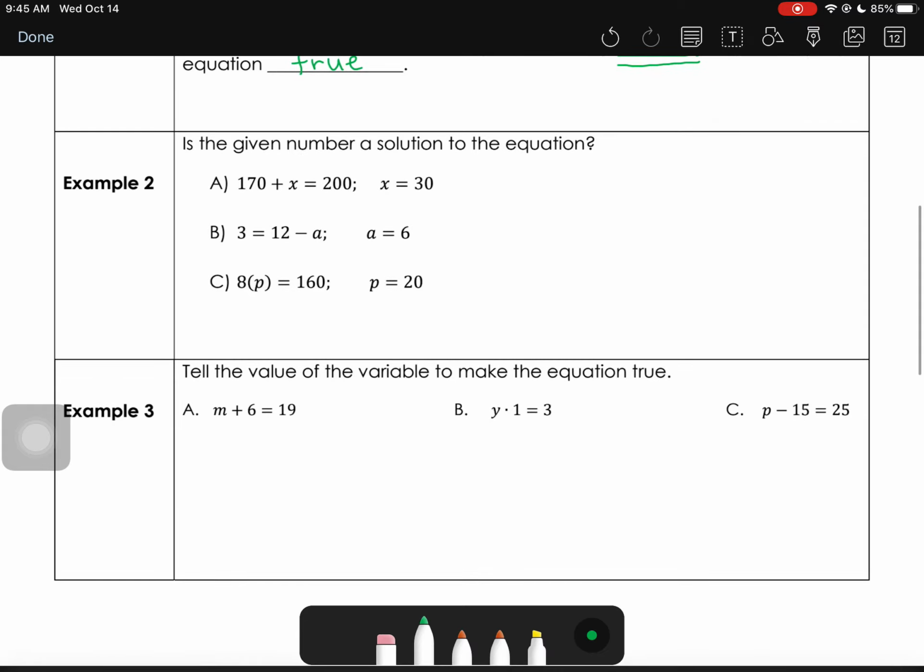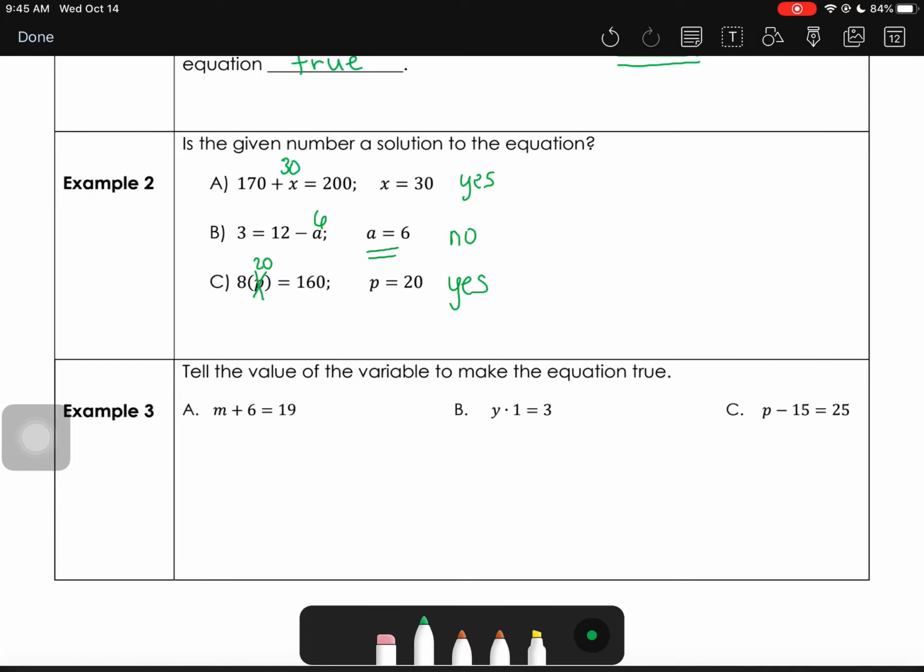Is the given number a solution to the equation? If I were to replace the x with 30, does it make it true? Is 170 plus 30 200? Yes. In the next, does 12 minus 6, by replacing the a with the number 6, equal 3? No. And in the next one, if I take the p out and replace it with the number 20, and they're right next to one another, which means times, is 8 times 20 160? Yes, it is.